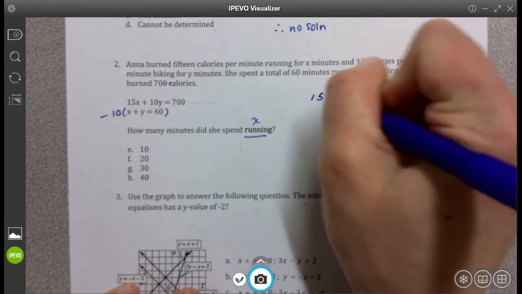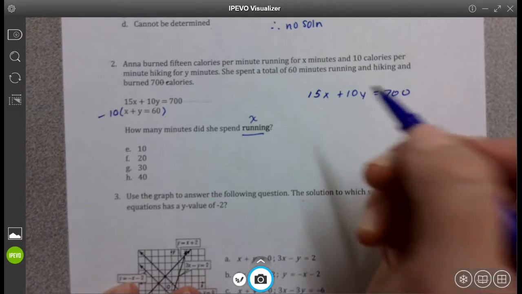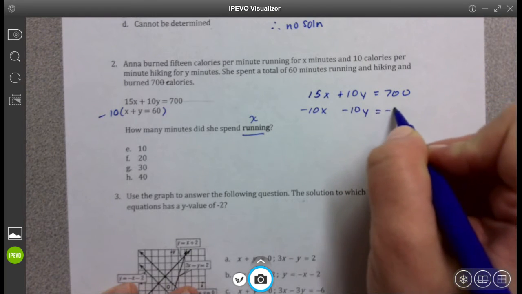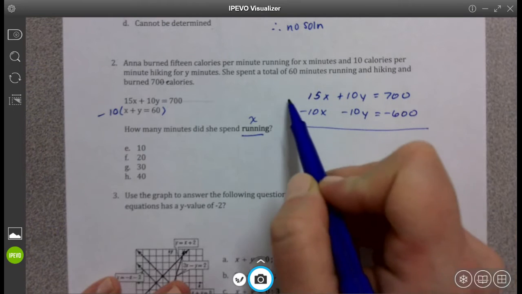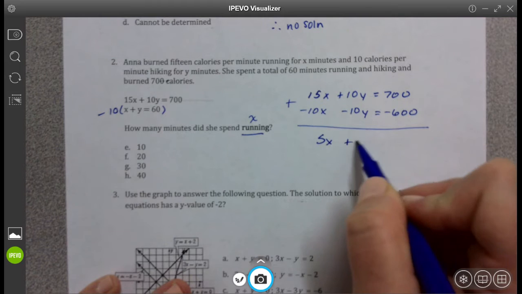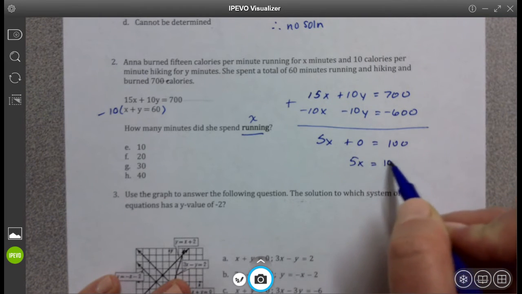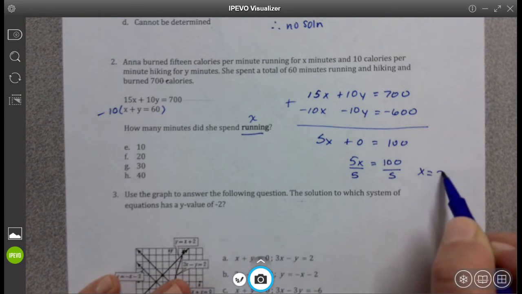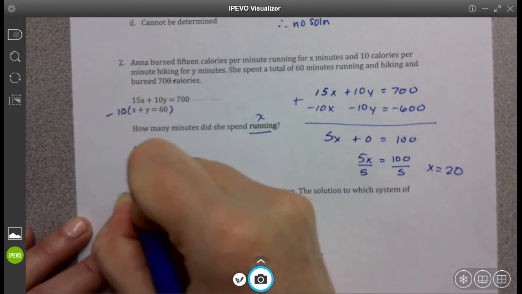It's going to be 15x plus 10y is 700. The bottom equation is negative 10x minus 10y equals negative 600. When you put them together, this is going to become 5x plus 0 equals 100. So if I want to solve for x, good, I already have x by itself, and x would be 20. So she spent 20 minutes running.